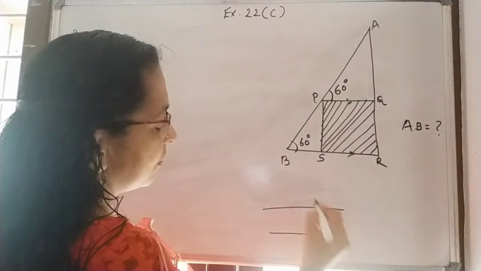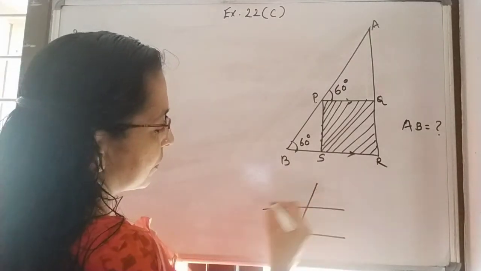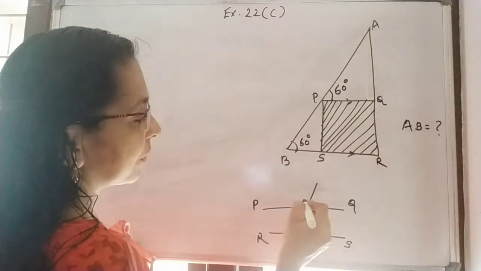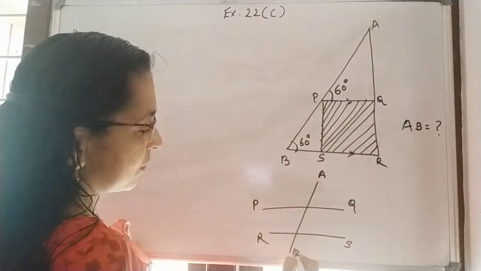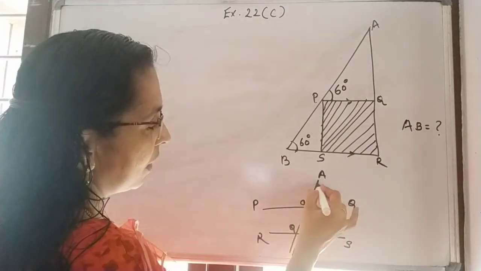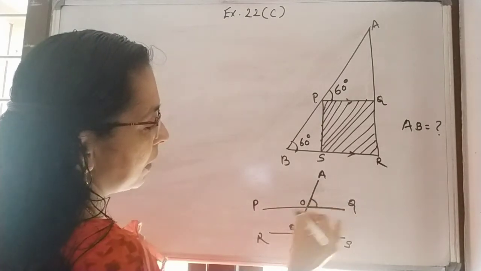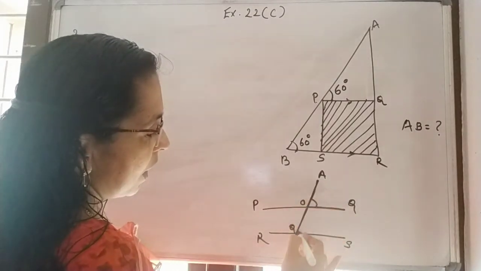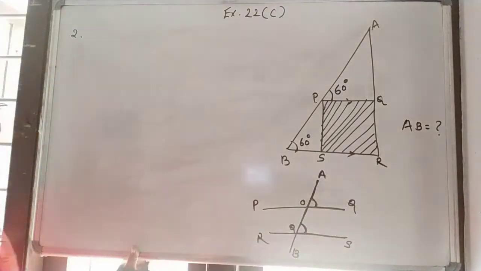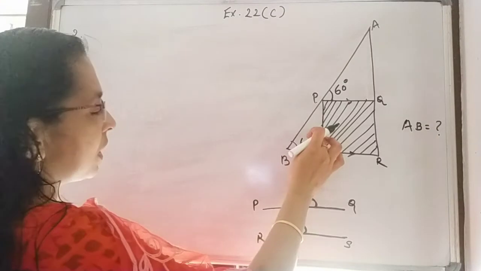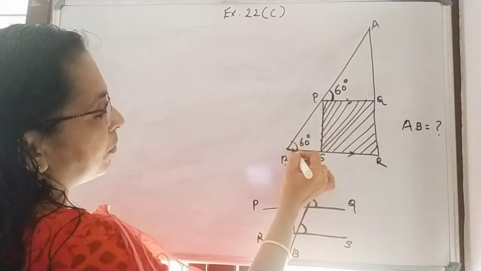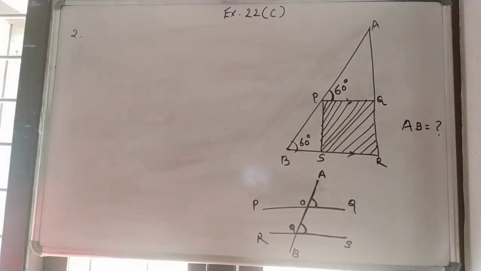Suppose PQ and RS are two parallel lines and AB is the transversal. So this angle, suppose O and Q, angle AOQ will be equal to angle AQS. These two are the corresponding angles. So the same concept we are applying here. So this angle P will be 60 degrees. Why? Because angle B is given as 60 degrees.